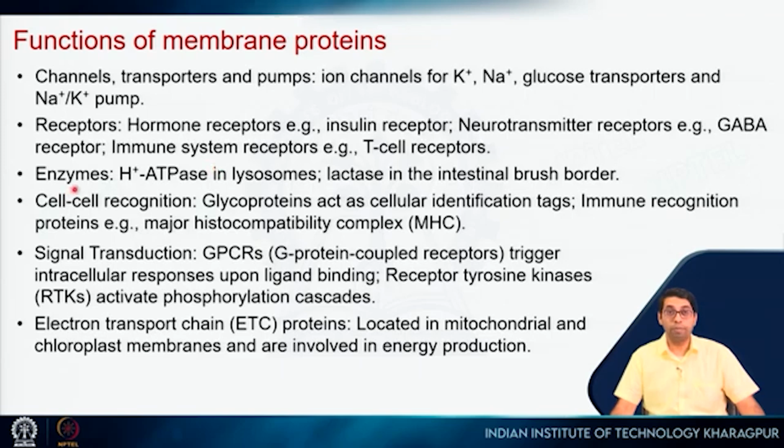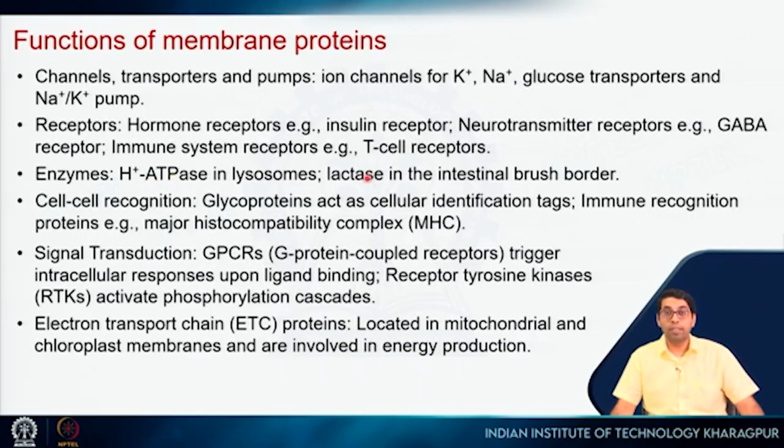There are also enzymes which are embedded in the membrane. For example, in vesicles like lysosomes, where various protein molecules are degraded, the internal pH of the lysosome is acidic. To maintain that acidic pH, there are enzymes which will pump in protons. These are proton pump ATPases. They will hydrolyze ATP to pump in protons. We will see one such example today in the case of bacteria.